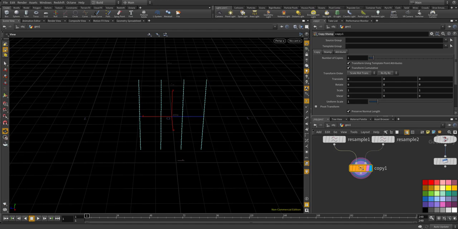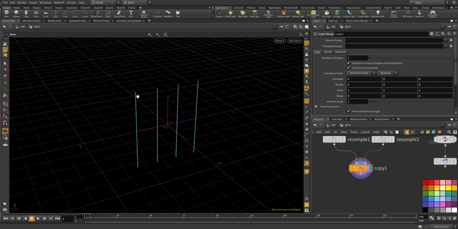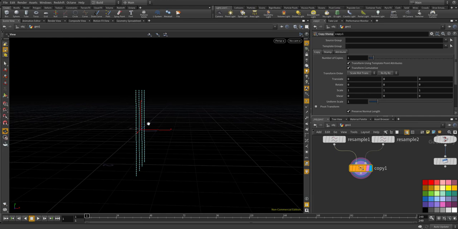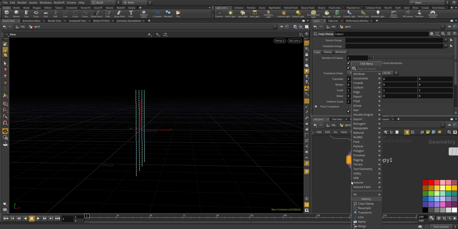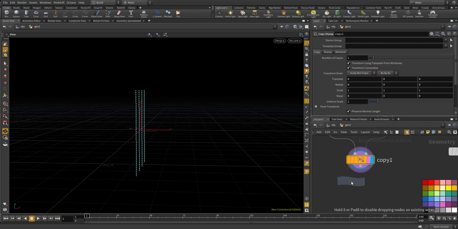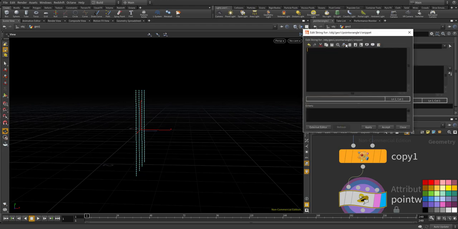Okay, and next, let's use a wrangle to move this vertical line to reshape it like a wave, like these. And let's use the point wrangle.